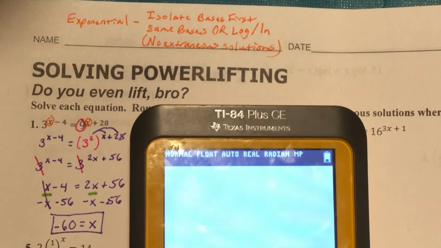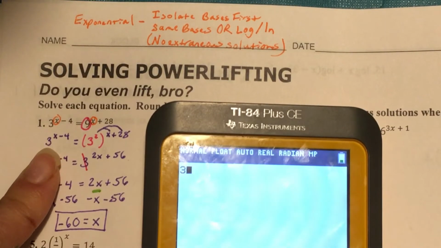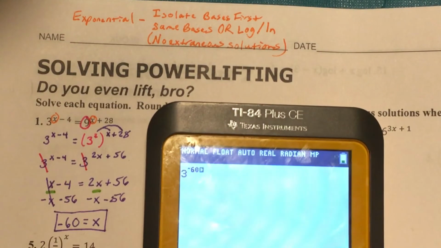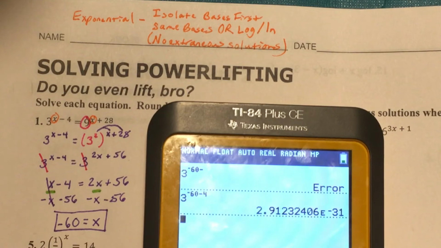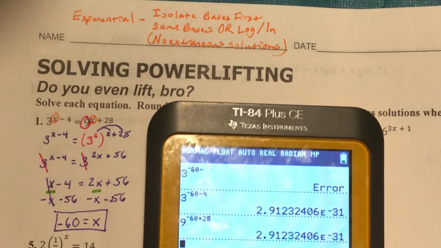So on the newer calculators, to check yourself, you're simply going to plug -60 in for x. So 3 to the -60 minus 4, whoops, so -60, my bad, minus 4. Well, that sure is gross. So 2.91 e to the -31. And if we check the other side, 9 to the -60 plus 28, well, that's good. We get that same disgusting number. So as long as you're getting an equality statement on both sides, that ensures that you have done the problem correctly.